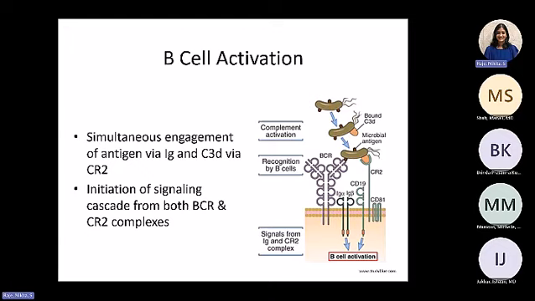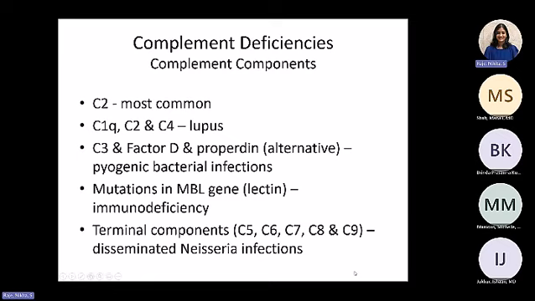So there is activation of B cells where the C3d fragment that's bound to the antigen can come and interact with the complement receptor 2, that is a part of the co-receptor for B cell receptor, helps in activation of B cells. All right, coming and talking about the complement deficiencies.